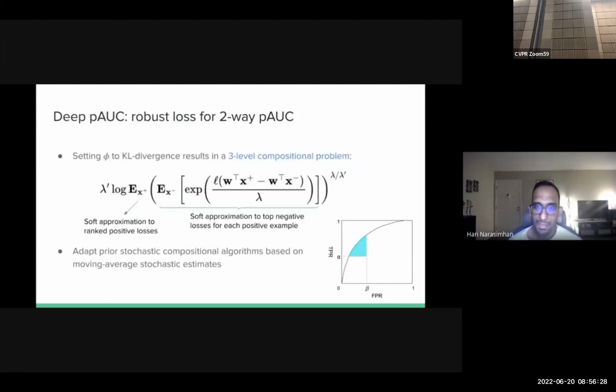When the divergence term is chosen to be the KL divergence, you end up with a soft estimator for the partial AUC risk. In this case, it turns out that the optimization objective is actually a composite, nested objective with 3 levels of nesting. The inner term computes a soft approximation to the top negative losses for each positive example. And the outer term computes a soft approximation to the top positive losses. Now, because this is a composite nested objective, the authors adapt a prior stochastic algorithm proposed for such composite objectives, and they're able to show convergence guarantees for the stochastic algorithm.